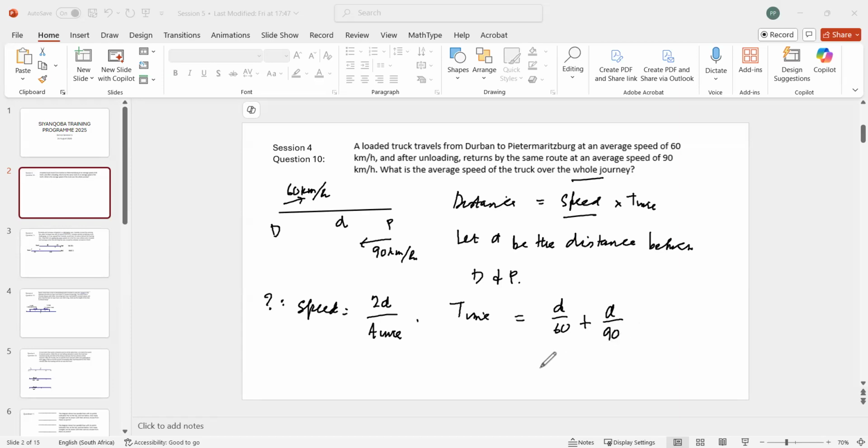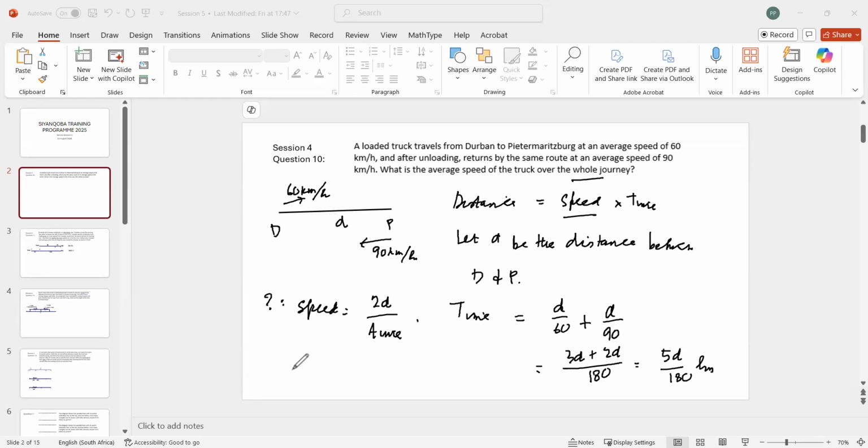And this is the sum of two fractions. Common denominator, 60, 90. You notice that 180 is, 60 goes into 180 3 times, and 90 goes into 180 2 times. So the time taken is 5d over 180. And this is in hours, because you've got kilometers per hour, and time will have to be in hours.